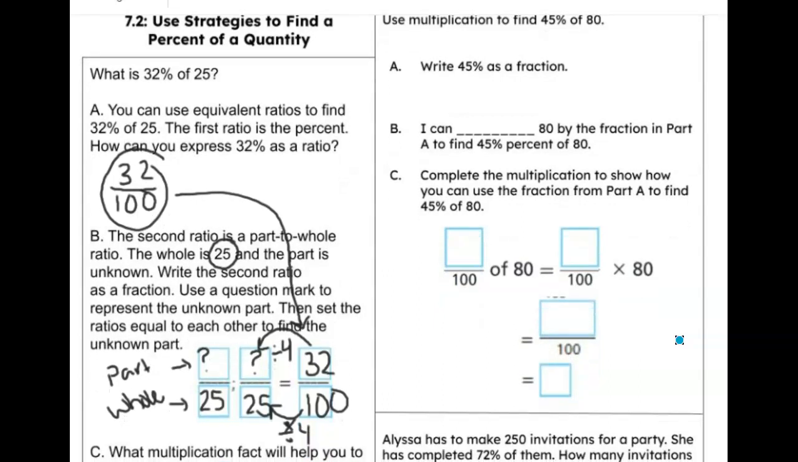Okay, let's look at the next one. Let's change it back to black. Use multiplication to find 45% of 80. Write 45% as a fraction. So 45 over 100 because percents are out of 100. The next part B, I can multiply 80 by the fraction in part A to find 45% of 80. I can multiply.